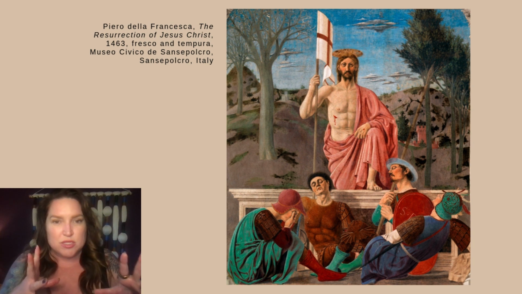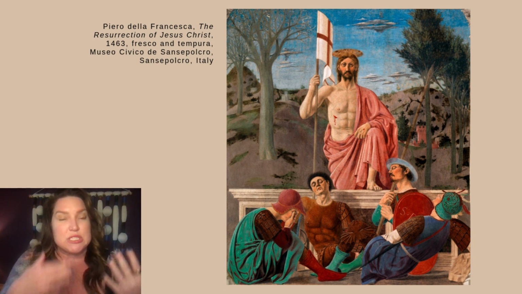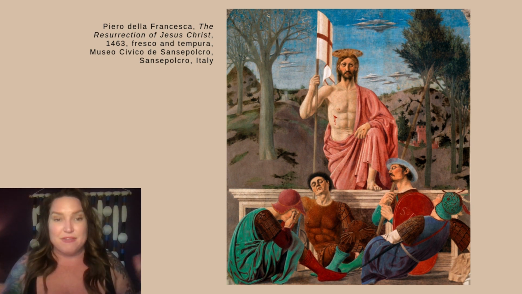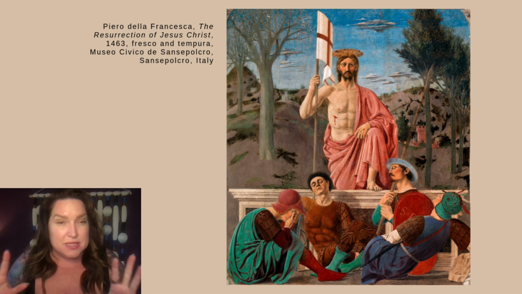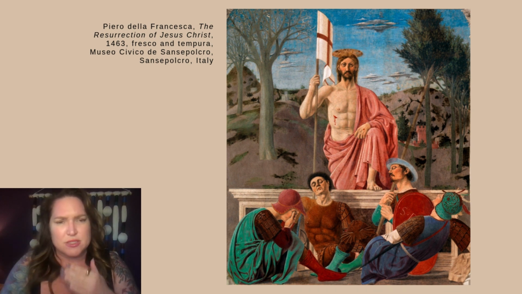So this is what we are seeing in this scene. There are these soldiers and followers of Jesus who are sitting in front of his tomb, and he has risen and come back to life. And here he is stepping out of the tomb. That's the basic subject matter. So how is this typical of Renaissance art?